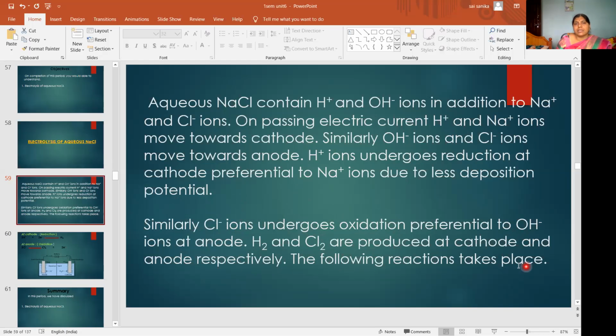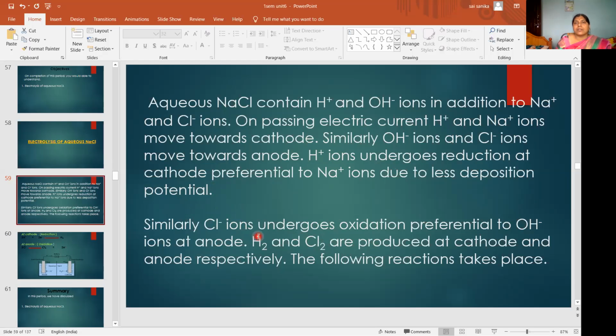The following reactions take place. Among these two, H plus and Na plus, the H plus ions will be liberated. This undergoes reduction, and why? Due to less deposition potential. Here also the same explanation: among these two, due to less deposition potential, this Cl minus will undergo oxidation and chlorine gas is formed.